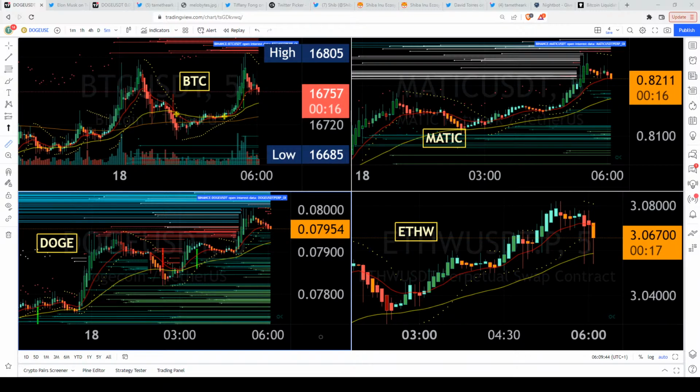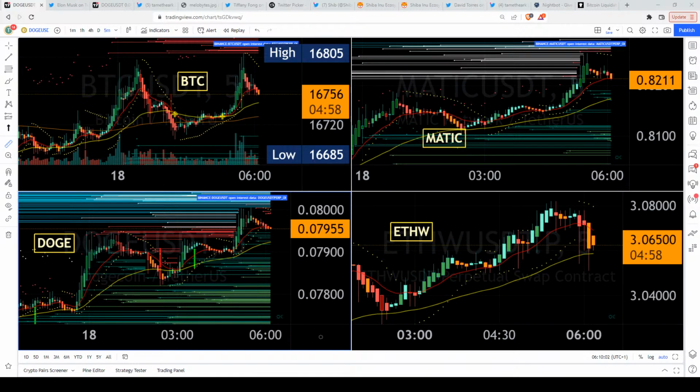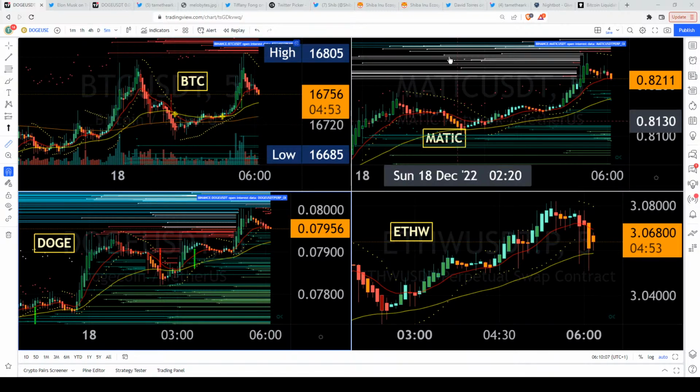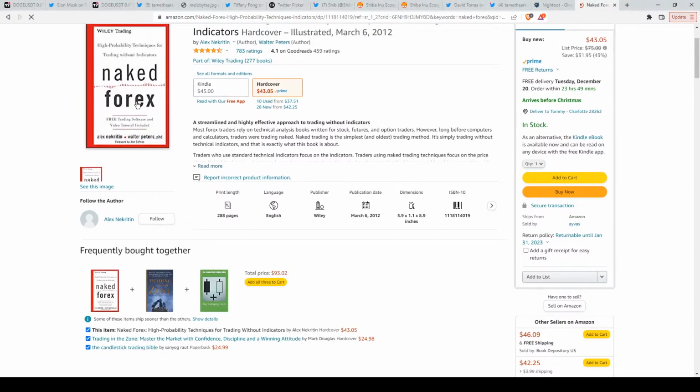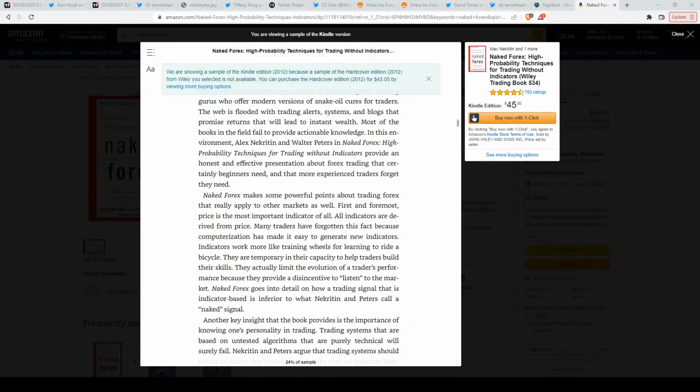You can also read about people that created chart patterns. There's so many people that create so many good chart patterns as well. But if you look at Naked Forex, this is the book that I read before. Kind of helps. It's just called Naked Forex. And with this book, you can learn a lot about the patterns and stuff.